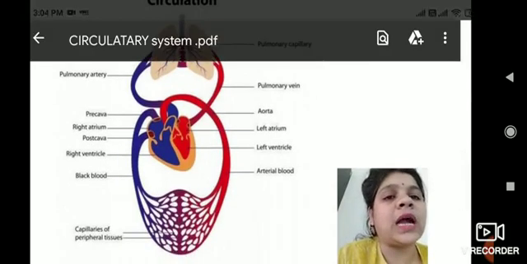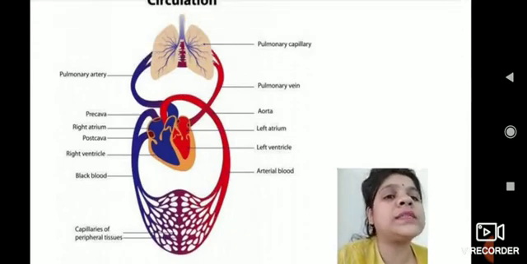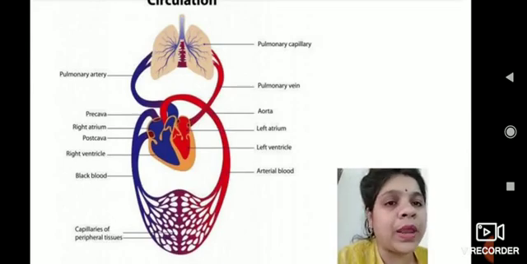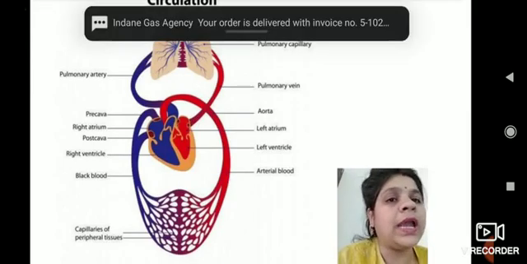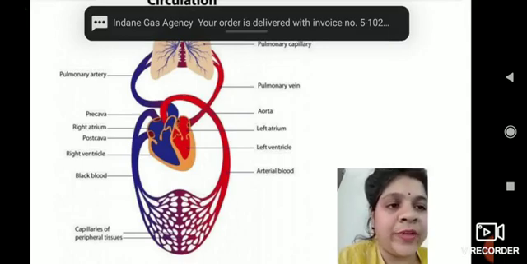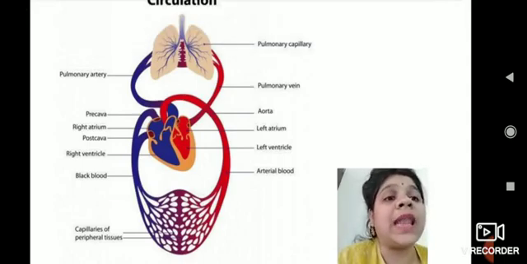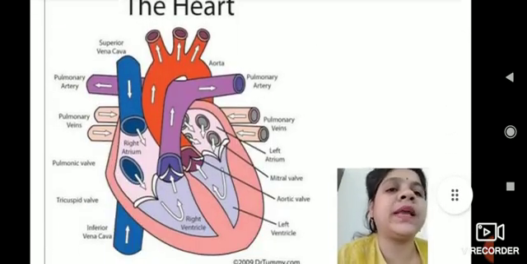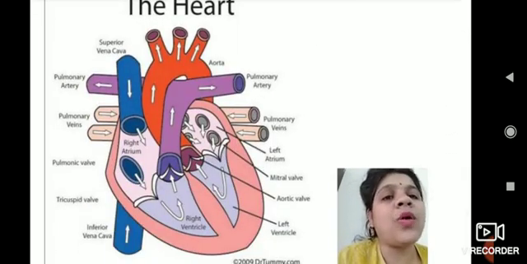Let us start with the heart. What is the heart? Heart is a continuous working muscle of the human body. It starts from the fetus and it ends with the life, right? Okay?